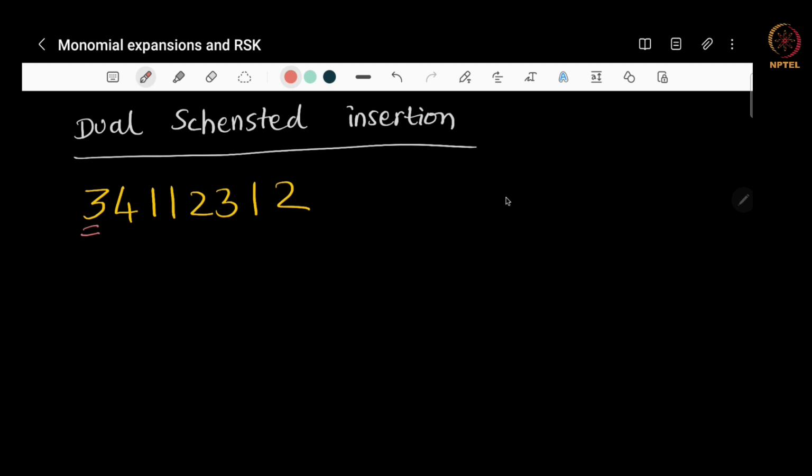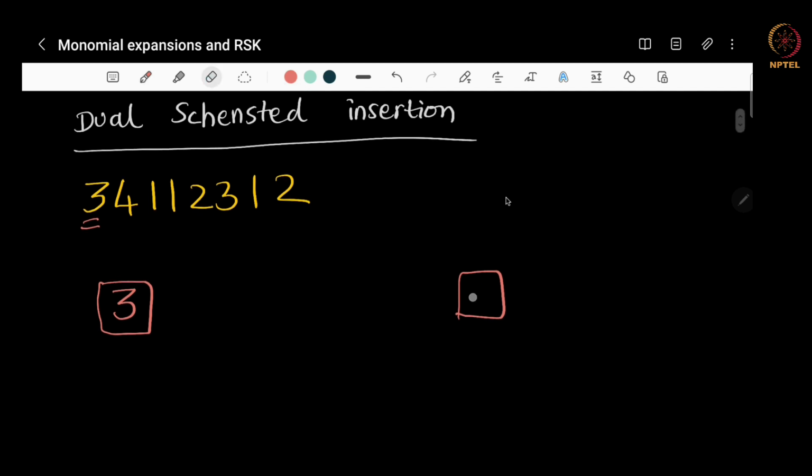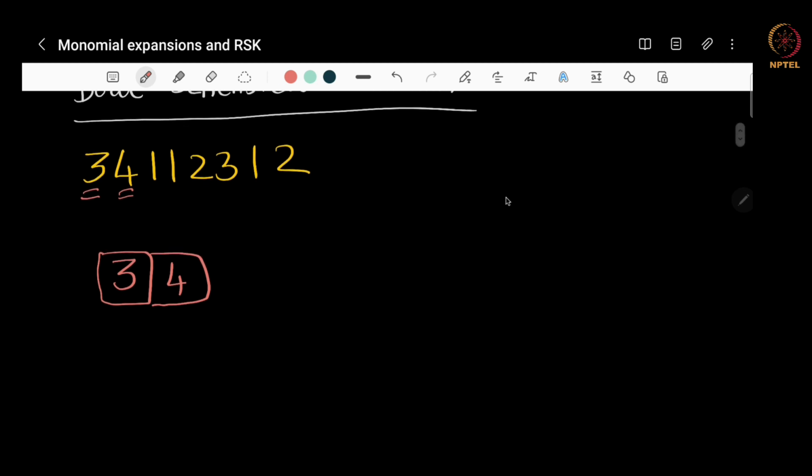So I see the 3 first. The 3 just stays by itself. So that's a new box, the Young tableau. I keep track of it by saying, okay, let's come back to the recording tableau afterwards. Let me just see how to do the insertion bit at least for a start. Then I look at 4 now. The 4 comes along and it just stays to the right of 3, because 3, 4 is in the right order.